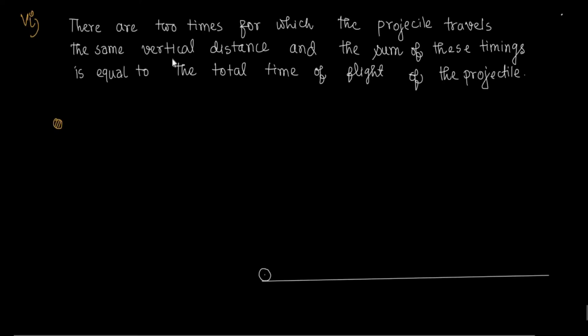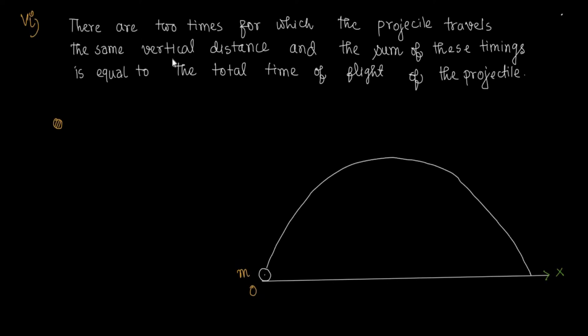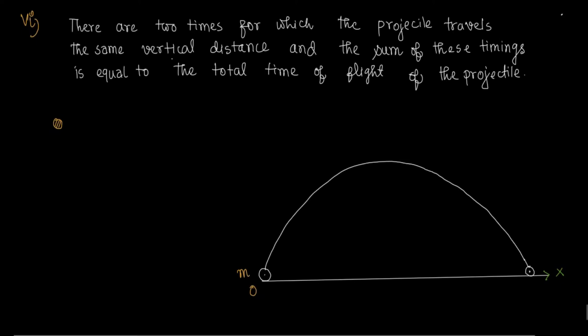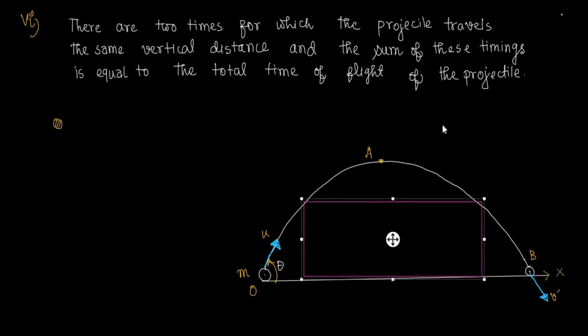In the diagram, we have a projectile of mass m which will be thrown from the point O, and OX is the ground or horizontal direction. The projectile describes this type of parabolic path and strikes the ground at the point B. u is the initial velocity with which the projectile was thrown, and the projectile strikes the ground at the point B with the velocity v prime. Theta is the angle subtended by the initial velocity u with the horizontal. A is the highest point.